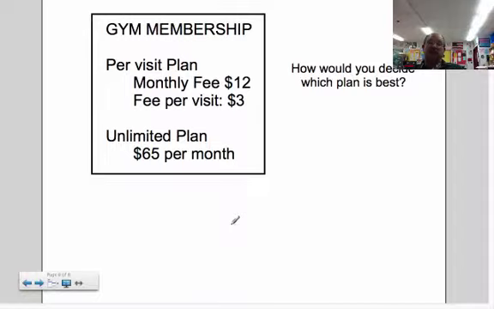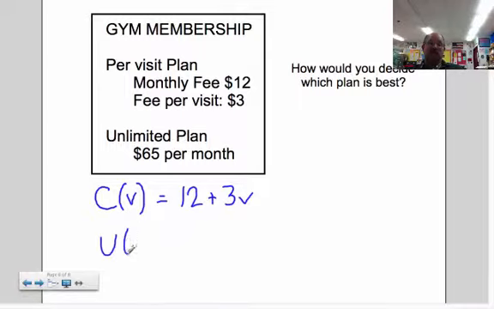So which plan is going to be the best one? And how are you going to decide which one is the best one? Probably we'd do some math. Maybe we'd make some sort of a function, right? So if we look at this first one, the cost as a function of the number of visits is going to be 12 plus $3 a visit. Okay, that's for plan per visit. And the other plan, which we're going to just call U of V, is equal to 65.